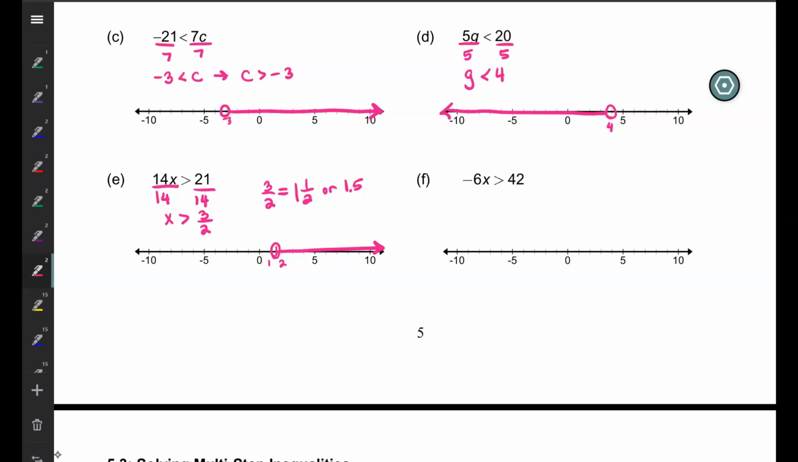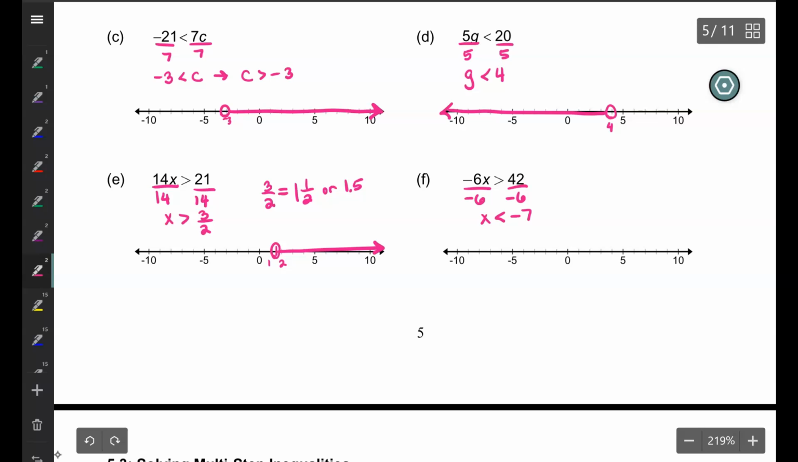And lastly, we have negative 6x greater than 42. So we're going to divide both sides by a negative 6. That's going to make that sign switch from greater than to less than. And we get negative 7. So here's negative 7. We're going to put an open circle, and we're going to shade left.